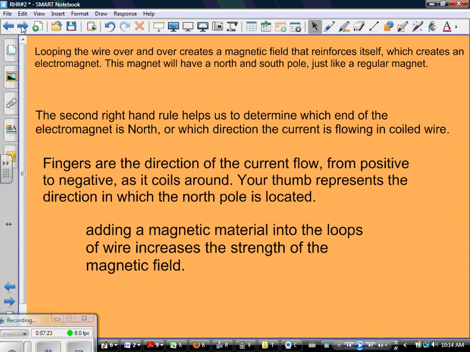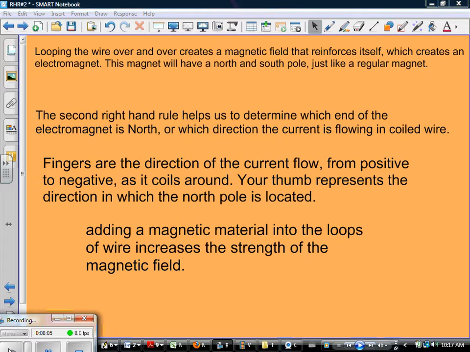So this brings us to right-hand rule number 2. The second right-hand rule helps us determine which end of this electromagnet is north. Or, if you know which end is north, you can use it to determine in which direction the current is flowing in the coiled wire. So it's a little different than right-hand rule 1. Fingers are the direction of current flow from positive to negative as it coils around. And your thumb represents the direction of the electromagnet in which there is a north pole.